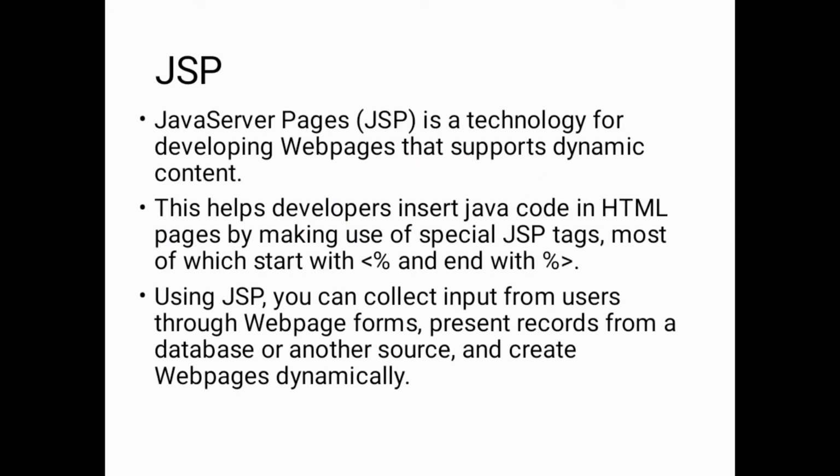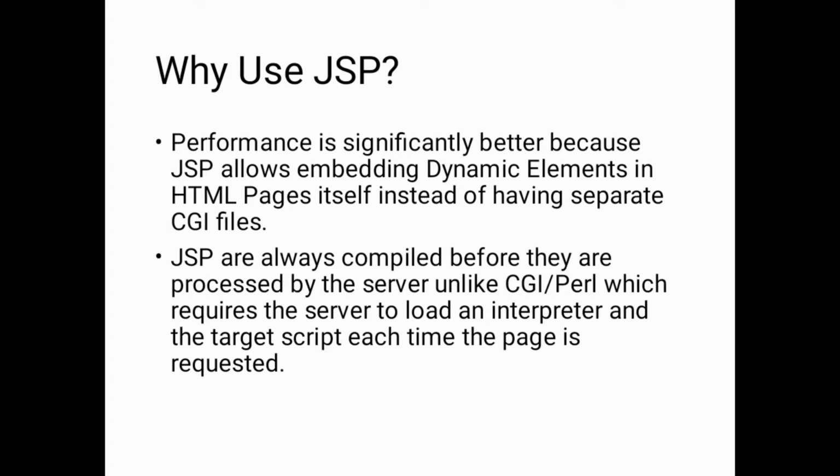The abbreviation of JSP is Java Server Pages. It's a technology for developing web pages that supports dynamic content. This helps developers insert Java code in HTML pages by making use of some special JSP tags. Using JSP, we can collect input from the user through web page forms, present records from a database or another source, and create web pages dynamically.